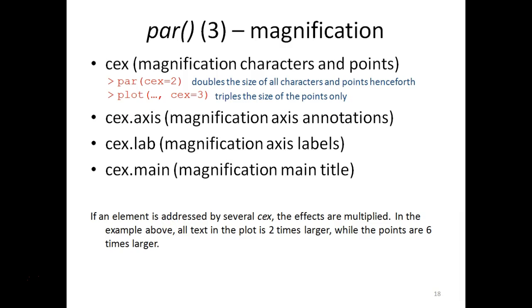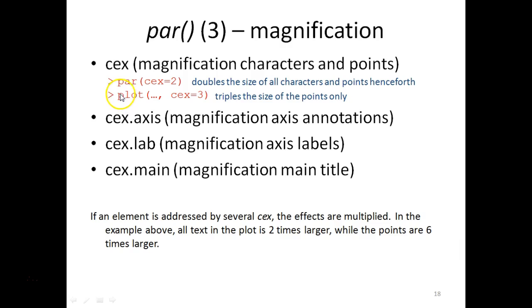The CX argument stands for character expansion factor, and it defines the size of points and other characters. And if you write par CX equals 2, then this doubles the size of any characters in all graphical commands used henceforth. While if you write plot and then CX equals 3, this triples the size of the points in that particular plot.